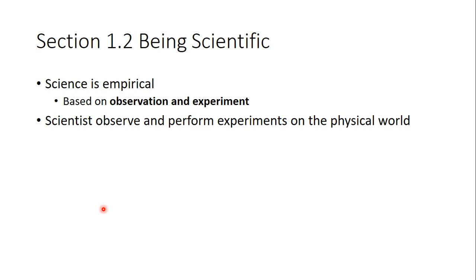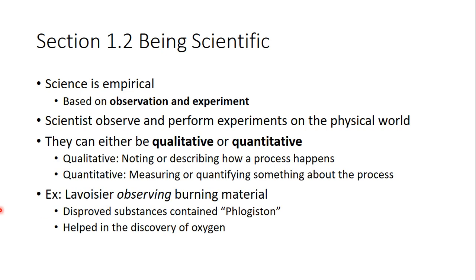Now, chemistry is a science class, so we have to get some science lingo down. Science is an empirical field. That is, we make our assertions through observation and experiments. And we come up with our theories and our hypotheses by doing experiments on the physical world. And there's really two types of data we can have. We can have qualitative data, that is, we describe something, or quantitative data, we put numbers to something.